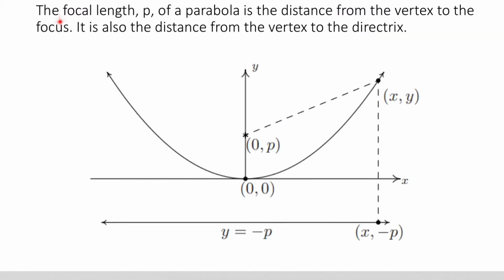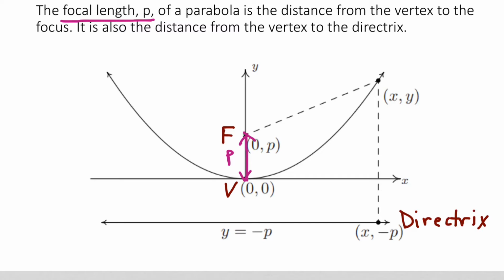Next, the focal length P of a parabola is the distance from the vertex to the focus. We'll call the vertex V and the focus F. It is also the distance from the vertex to the directrix. So this line here is the directrix. This particular parabola has a vertex at the origin, the point (0, 0). So what this is saying is that this focal length P is this distance here.